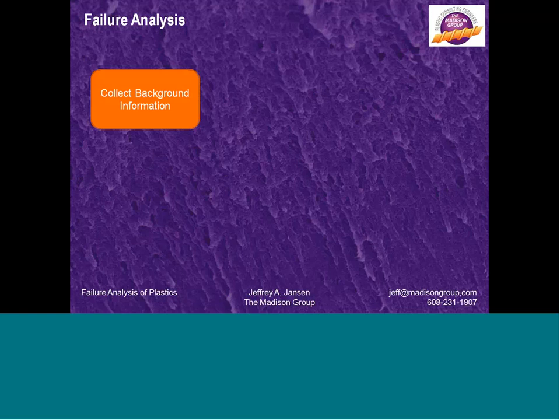So we need to understand things like what the material was, how it was produced, what the service conditions were. Was there always a level of failure at low percentages and now it is higher? Has the part ever worked? Have we just made a design change? Have we changed anything about the process? Again, there's 100 different questions that may or may not apply. We want to collect all of that background information.